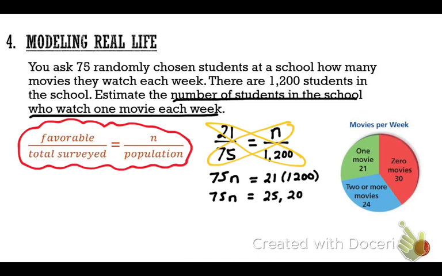25,200. AJ, how do I get n by itself? Divide by what? 75. You are correct. We're going to divide by 75 on both sides. Ariana, what do you get for 25,200 divided by 75?